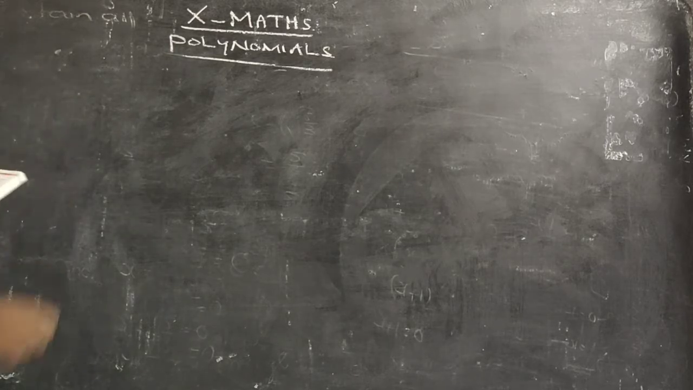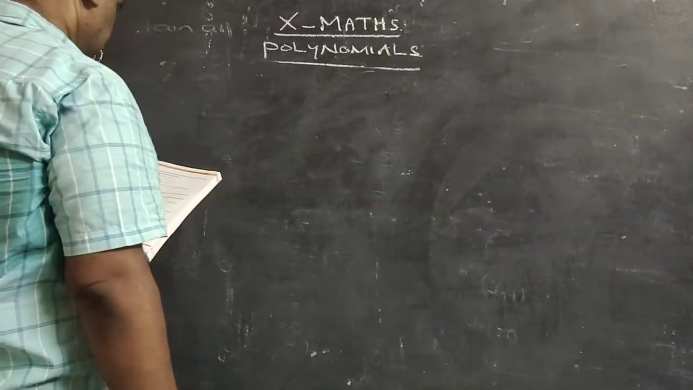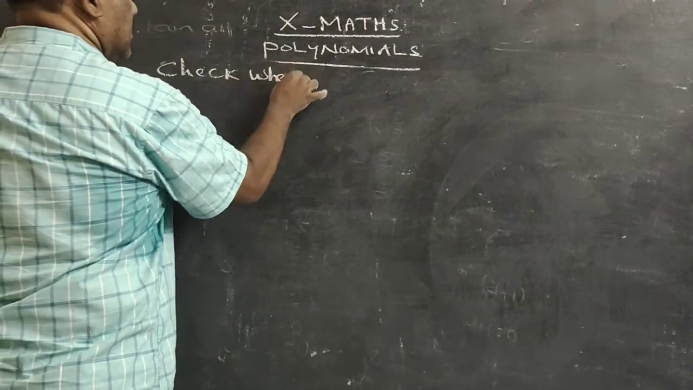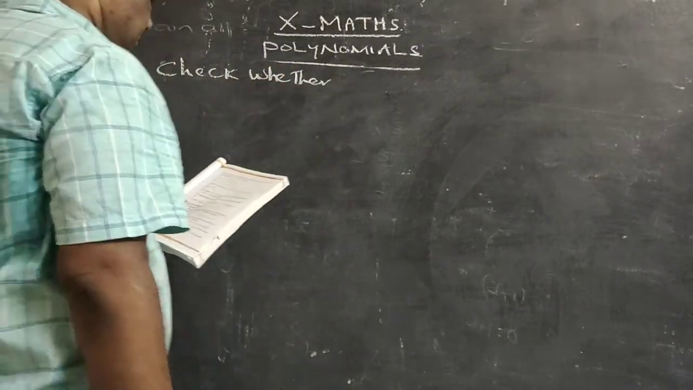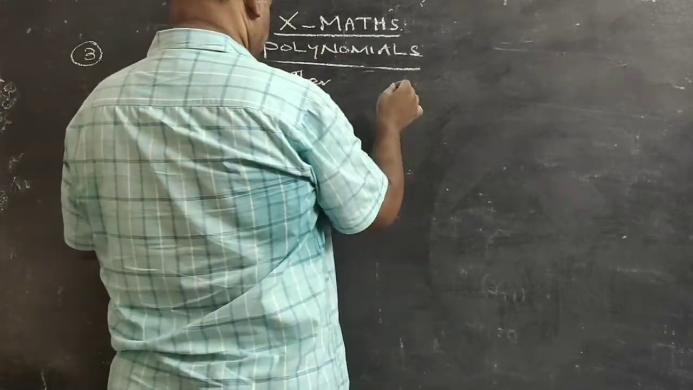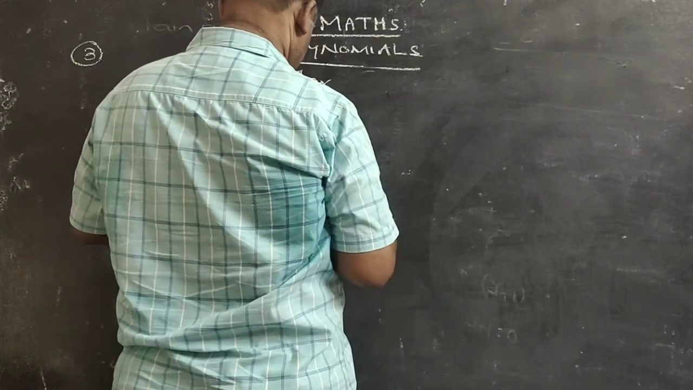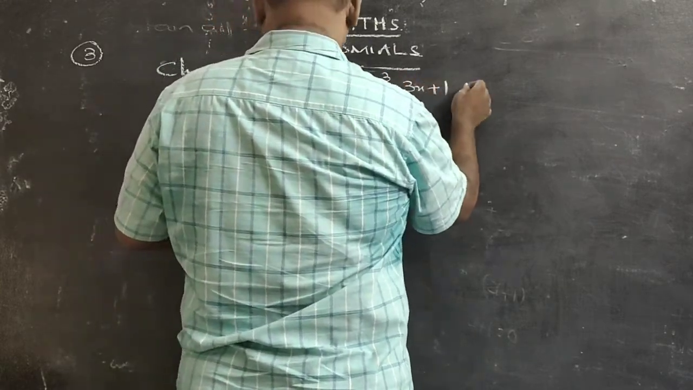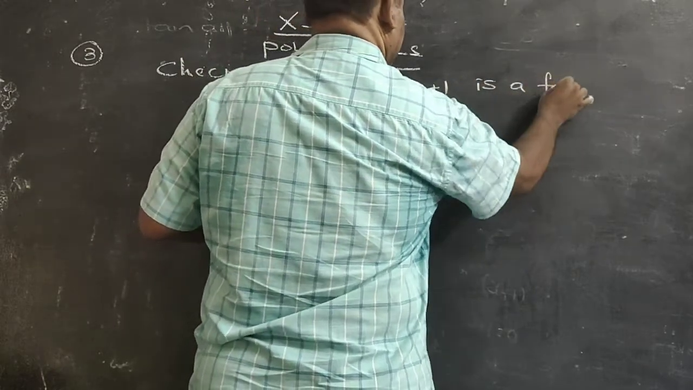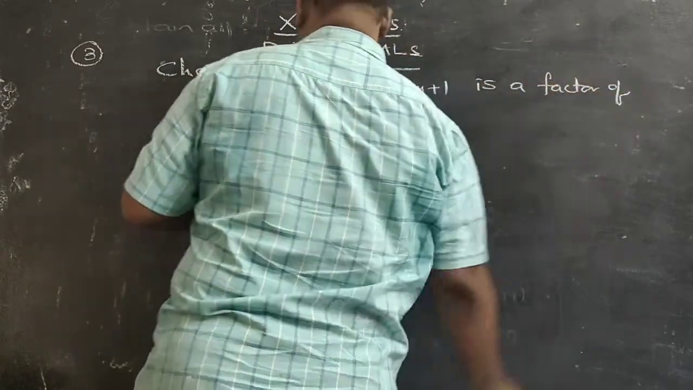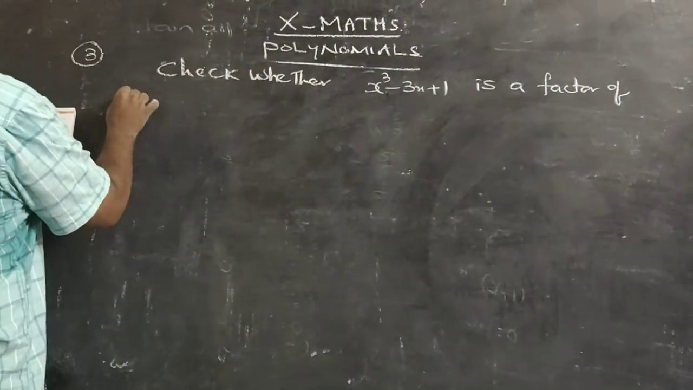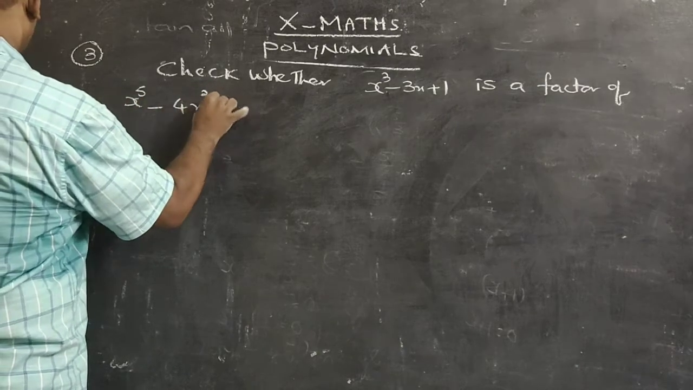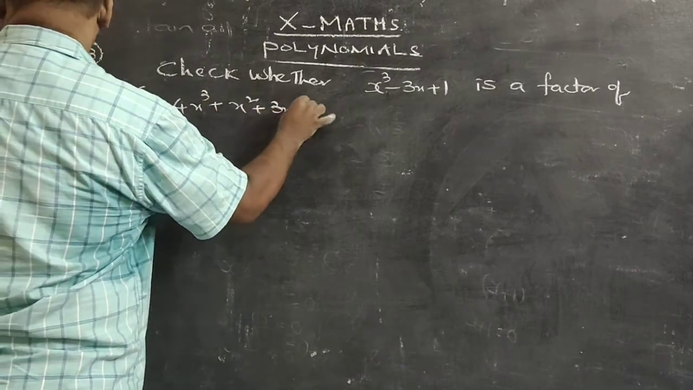Write the third problem. Check whether x cube minus 3x plus 1 is a factor of x to the power 5 minus 4x cube plus x square plus 3x plus 1.